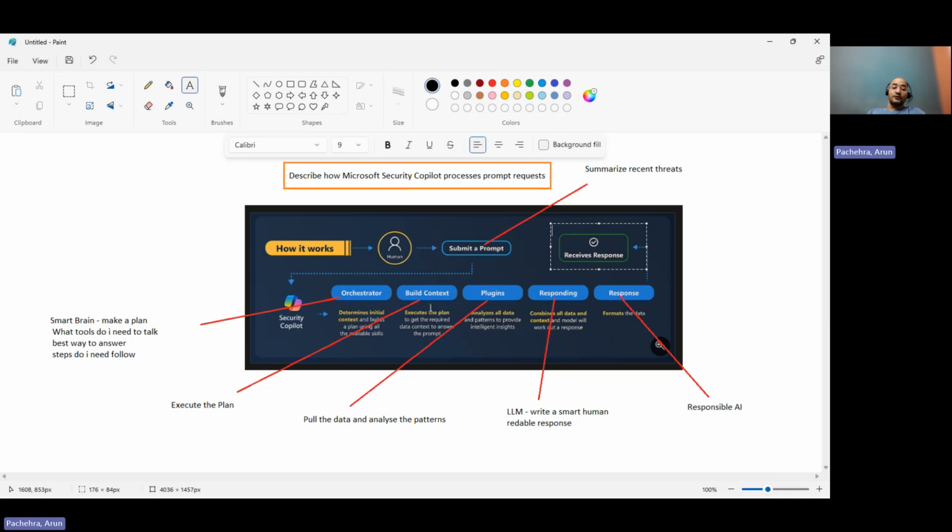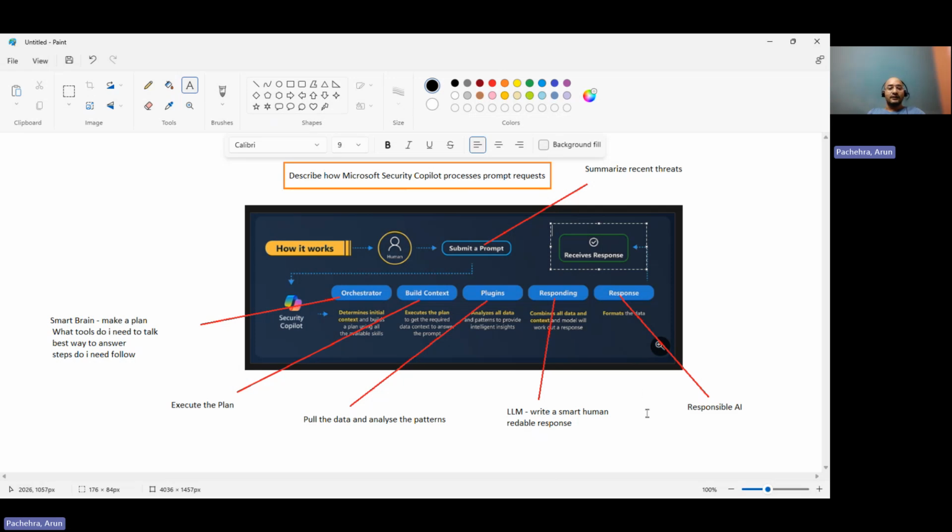It will execute the plan, like pull the last 30 days of incidents, sign-in data, alert details, and attack details, those kinds of stuff, with the help of plugins. And once the data is there, insight is there, it will respond with the help of the LLM in a human readable smart output. And then through response, it will filter all those ethical things, and give you the response.